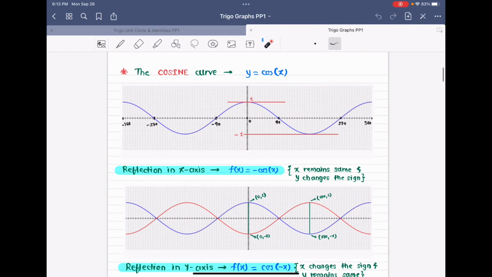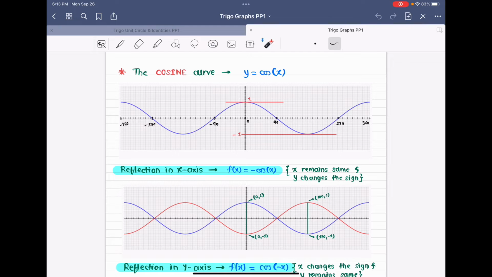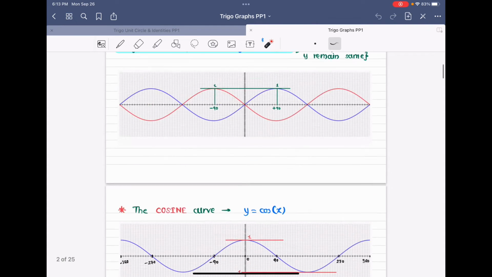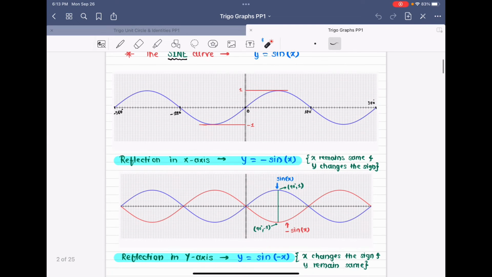So see now the cosine graph. The cosine graph always starts with the maximum point. In the sine graph, one crest and one trough form one wave. So here one wave completes between 0 to 360. So between 0 to 360 it completes one rotation.